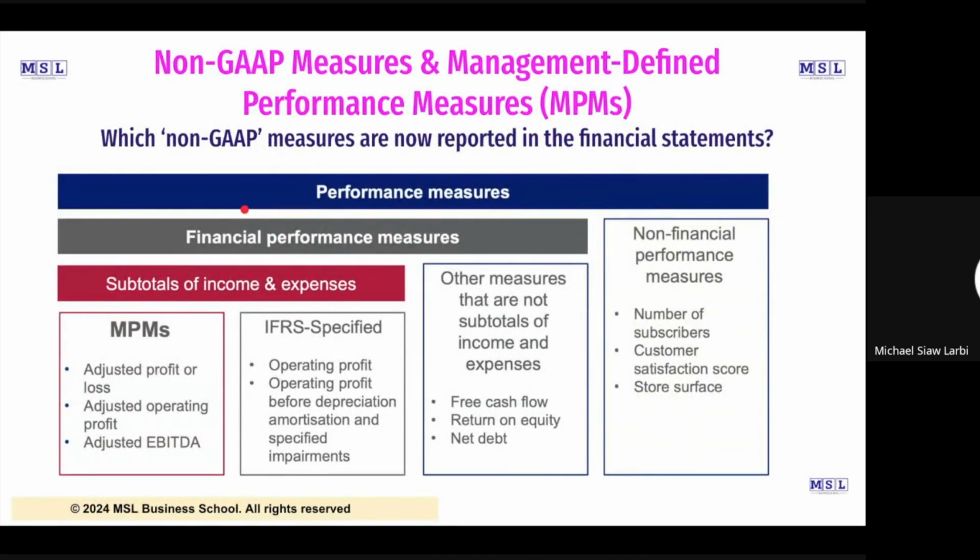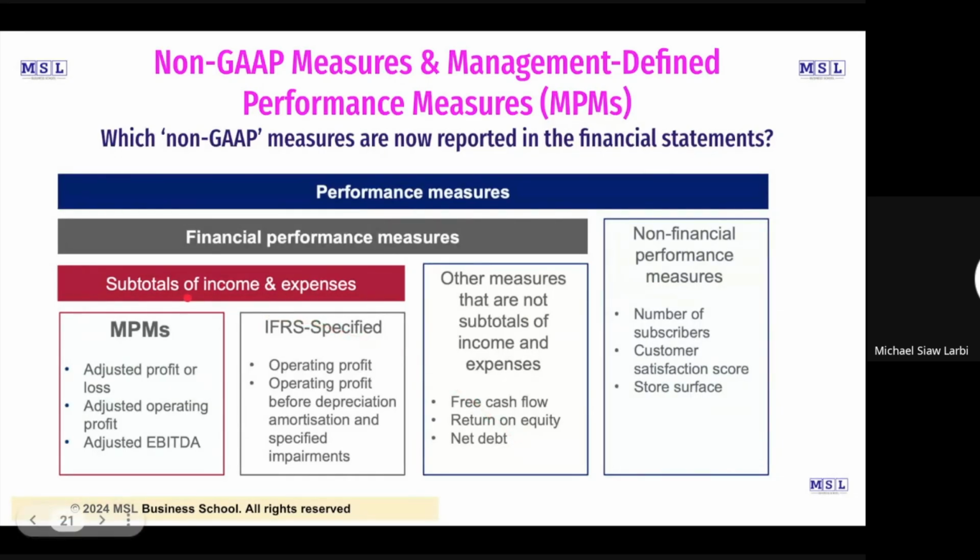So let's break everything down. Performance measures could be financial and non-financial. Non-financial could be number of customers or subscribers, the store surface area in square kilometers or square meters or whatever, customer satisfaction score, your net promoter score. All of those are non-financial. They are outside the scope of MPMs. Then under financial, we have other measures that are not subtotals of income and expense: free cash flow, return on equity, net debt. These are not MPMs.